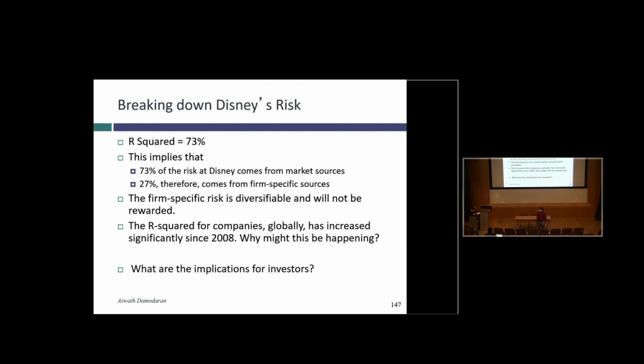So what's happened since 2008 that explains the higher R squared? What am I saying? I'm saying more of the variation in an individual company is now explained by the market than used to be the case. Why might that be? What do you have in a macro crisis? Go ahead.